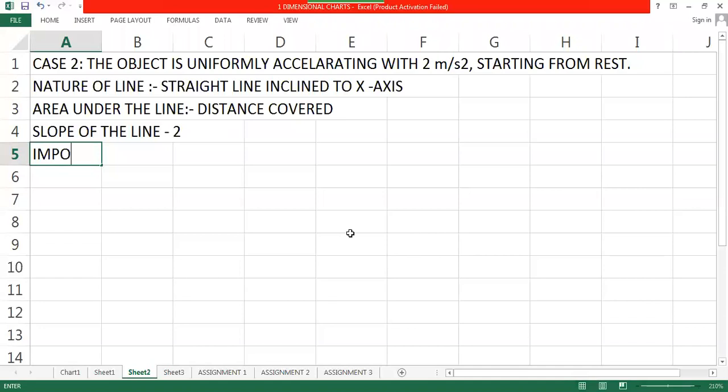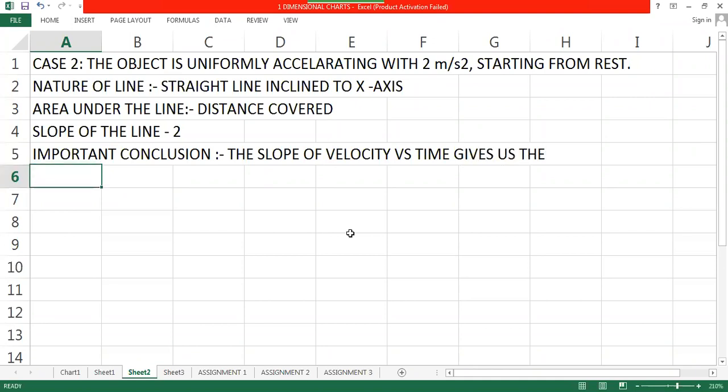So write down the third important conclusion. This is our third and a very important conclusion. The slope of the velocity versus time graph gives us the magnitude of acceleration. The slope is positive, and that's why the acceleration is also positive. Very good, beta Om. As the slope is positive, the acceleration is also positive.